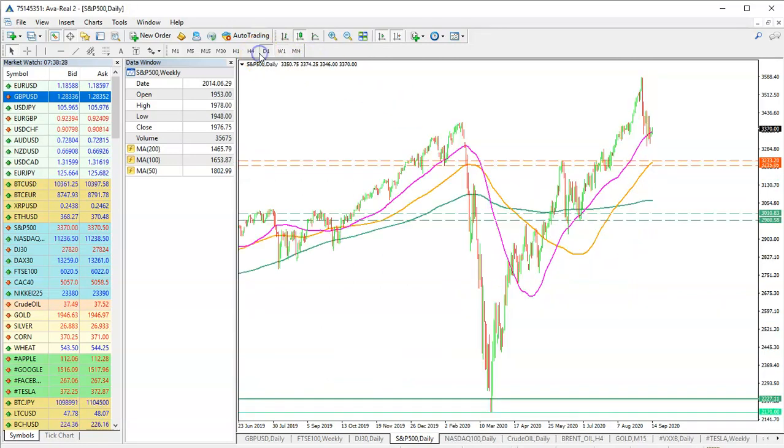Now, on a daily time frame, the concept is again very much the same. Every time the price retraces back to its 50-day moving average, that is an opportunity, my friend, for the index to move higher.